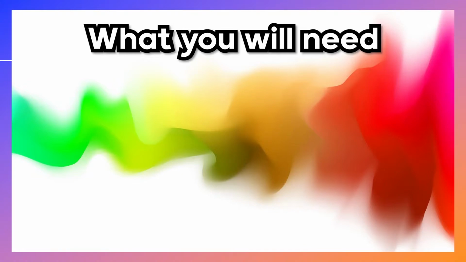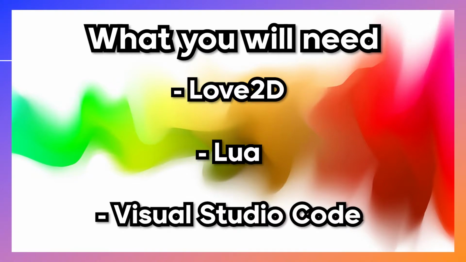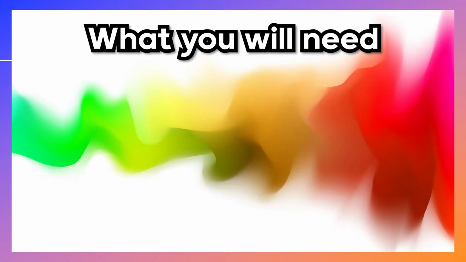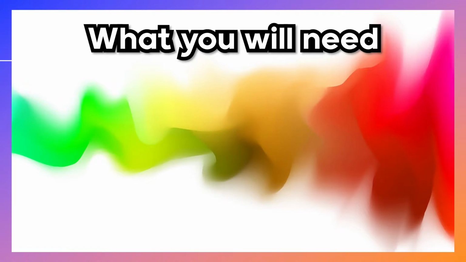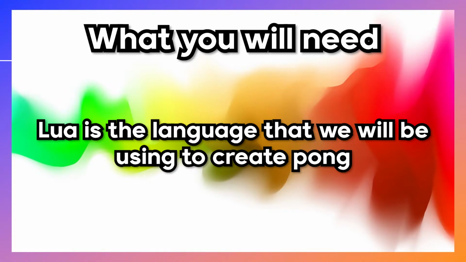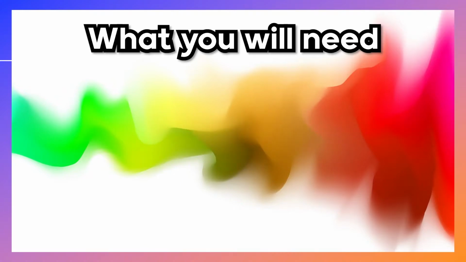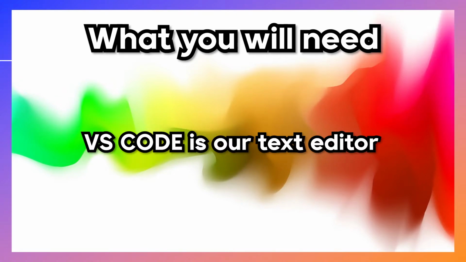So you're going to need to install Love2d, Lua, and Visual Studio Code. All of these links will be in the description below and you can download them from there. So basically, Love2d is a 2D game development framework written in C++ and uses Lua as its language. In Love2d, we're going to see our game running. And the second is Lua, which is going to be the language that we'll be using to create Pong. And Visual Studio Code is basically just our text editor where we write all of our code.